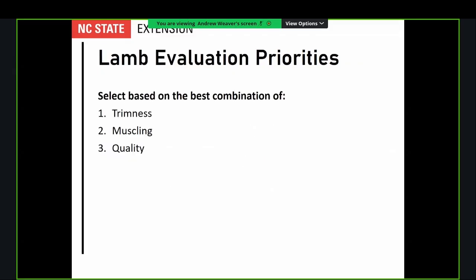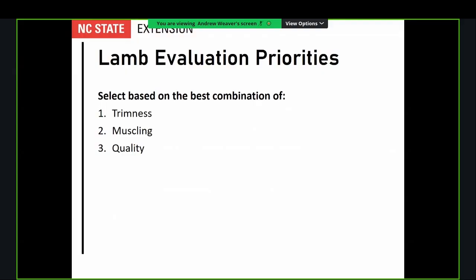So we think about evaluating lamb. Trimness, muscling, and quality are three attributes that we look at from a meat judging standpoint, you could say. And quality, it's a tricky term. It's kind of a confusing term, and I realize that. Quality, as it refers to from a meat science standpoint, is referring to the attributes that impact the tenderness, juiciness, and flavor of that final product. So those attributes that impact the eating quality, the eating experience for the end consumer.